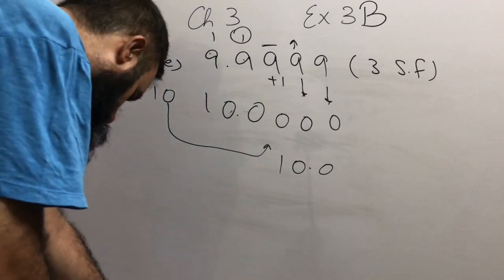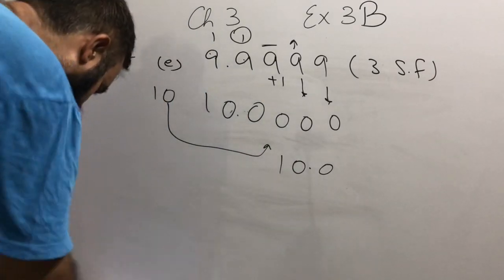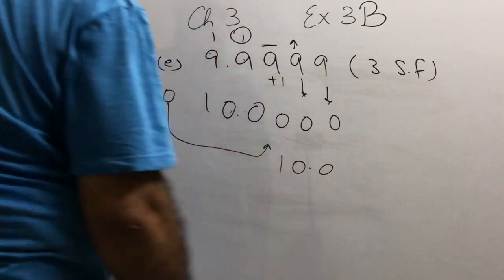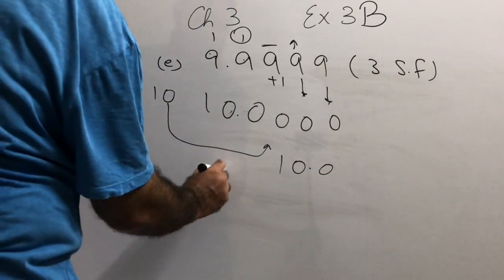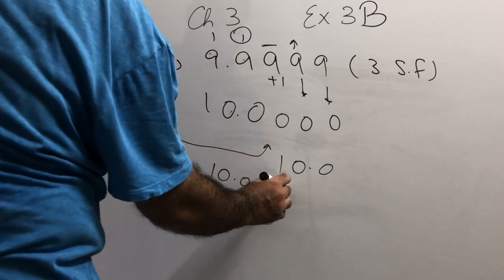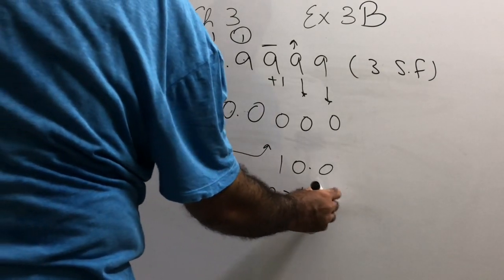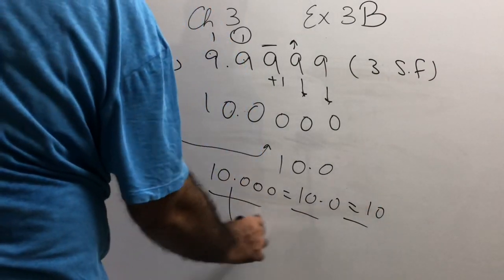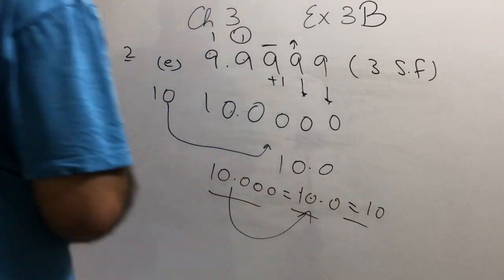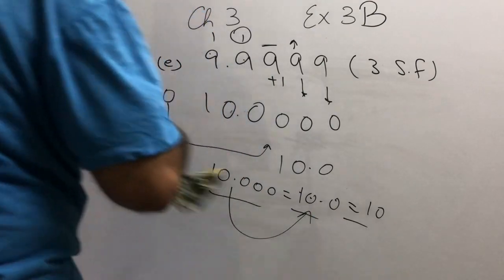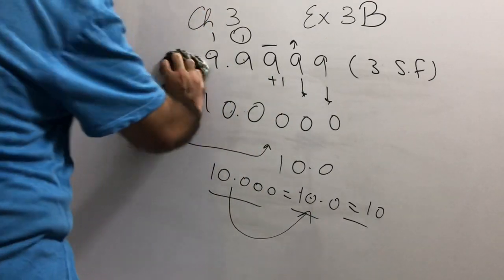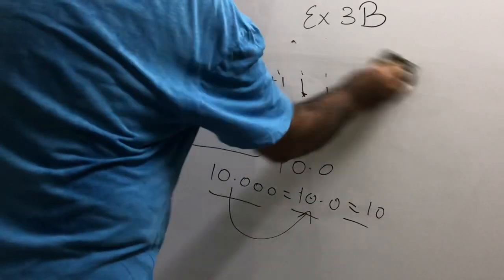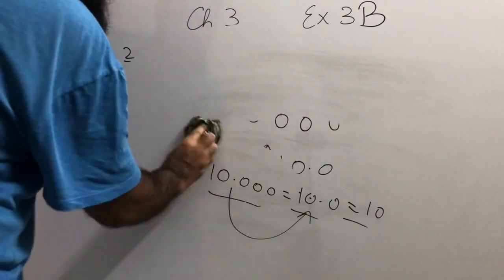Okay. This is the answer for part E, because in 10.0 we have 1, 2, 3 figures. You know that 10.000, 10.0 and 10, these are all same. Okay, so we can write it like this because here we have three significant figures. Okay, now we'll be doing part F of question number 2.